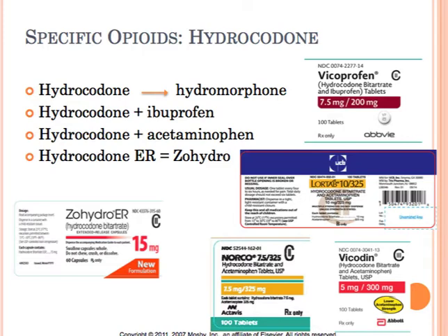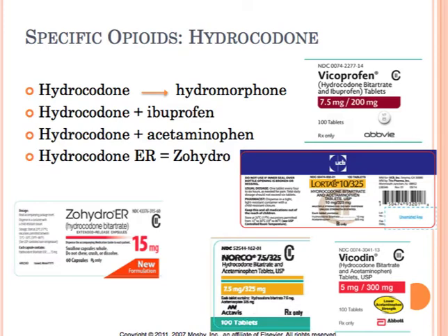Hydrocodone was changed from a Schedule 3 to a Schedule 2 starting in October 2014. So some of your books might still say that hydrocodone is a Schedule 3. It's not. Hydrocodone is metabolized to hydromorphone, so it's metabolized to another active substance.